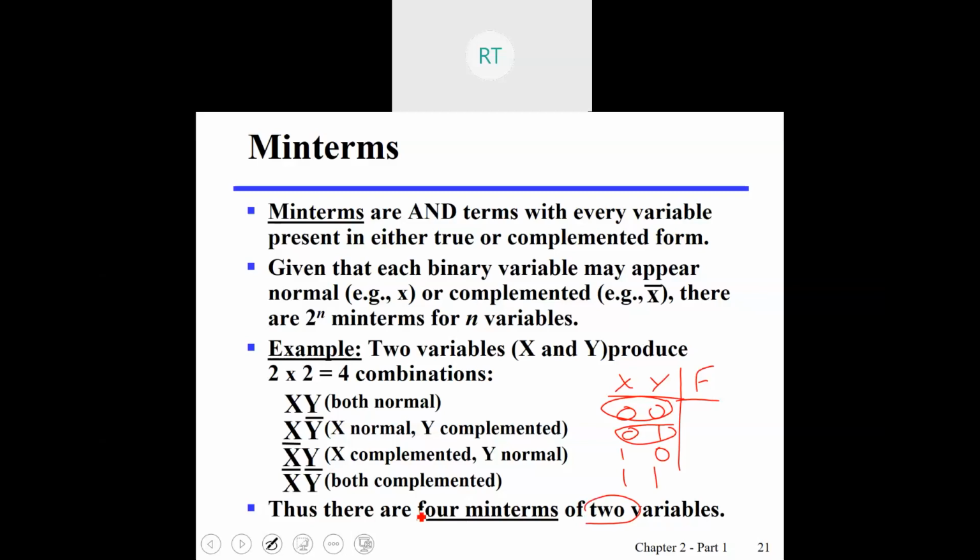What about 1, 0? It is X, Y bar. And 1, 1? It is X, Y. Very good. What do you call these? They are called min terms. So I have four min terms if I have two variables. Okay? Two variables, I have four min terms.